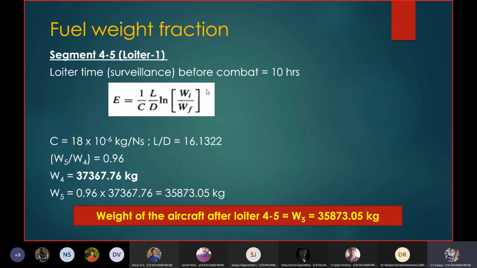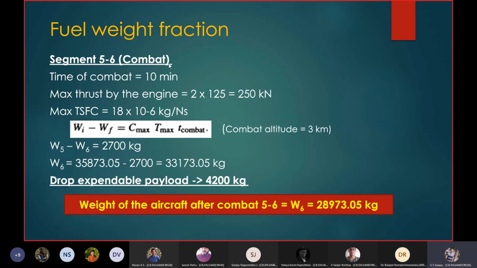Then loiter before combat: as I mentioned, we have chosen a loiter of 10 hours, since endurance is one of the major parameters for the design of a maritime patrol aircraft. So 10 hours endurance, with TSFC and lift by drag ratio as mentioned in the cruise phase. The weight ratio comes around 0.96, so the weight of the aircraft drops to 35,873 kg. There is a significant difference of around 1,800 to 2,000 kg compared to the previous phase because of the 10 hours loiter.